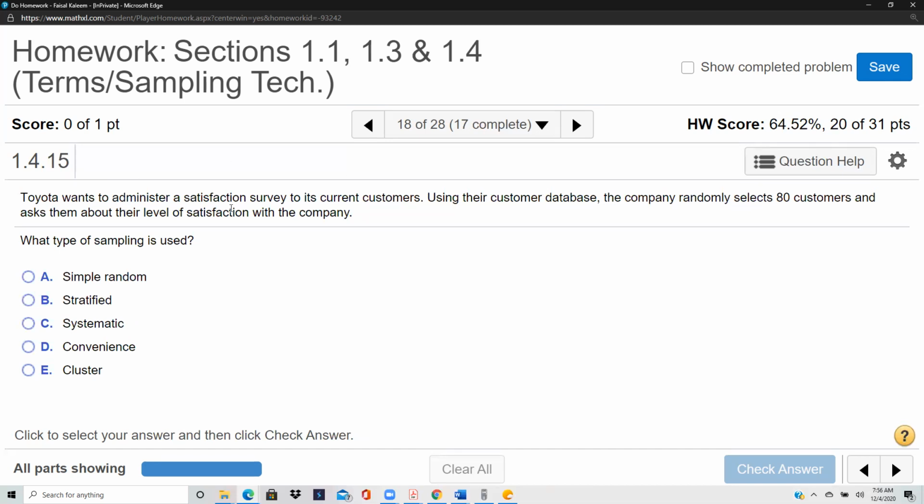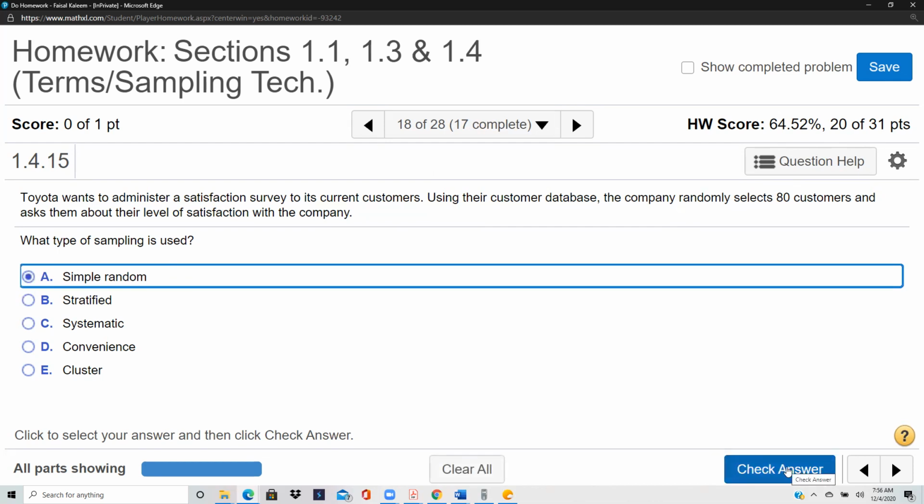Toyota wants to administer a satisfaction survey. Using their customer database, the company randomly selects 80 customers. So now you just randomly selected 80 customers. So that's simple random, because that was just like looking at their database and drawing lots.